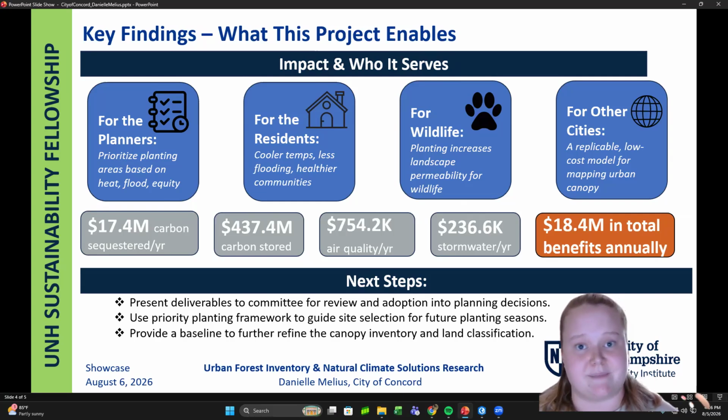So, what are the next steps for this project? Well, this project will be presented to the City of Concord Committee to be reviewed and hopefully adapted into their planning decisions. It would be able to, of course, provide a framework and a start point to where we should prioritize the tree planting. Obviously, we should start in a ward that has seen the most canopy loss, that has the least amount of existing canopy, areas that have higher flood risk, or have lower landscape permeability.